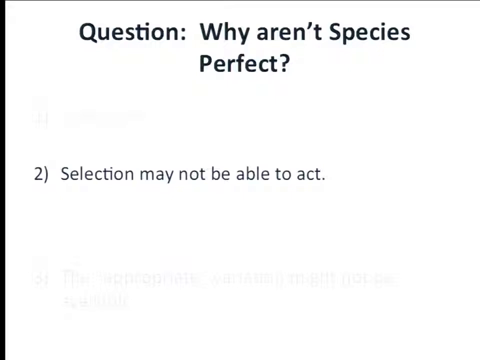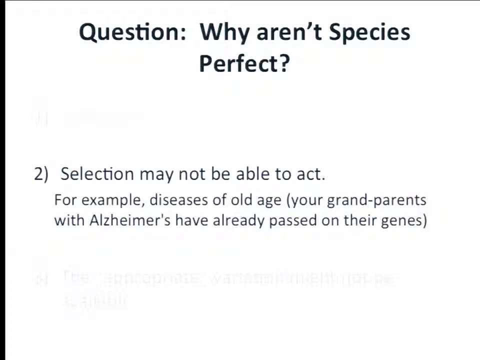Can you think of any human diseases that look like that? Yeah, so Alzheimer's is one. The gene sets on very late in life. So if your parents have Alzheimer's, there's a reasonable chance that you'll get Alzheimer's genetically. Whereas if your parents had sickle cell anemia, the chances are that you wouldn't be born because they would die before they would have had you. So the sickle cell anemia gene gets weeded out of the population. So with late-age diseases, selection might not be able to act. So that's another reason why species aren't perfect.